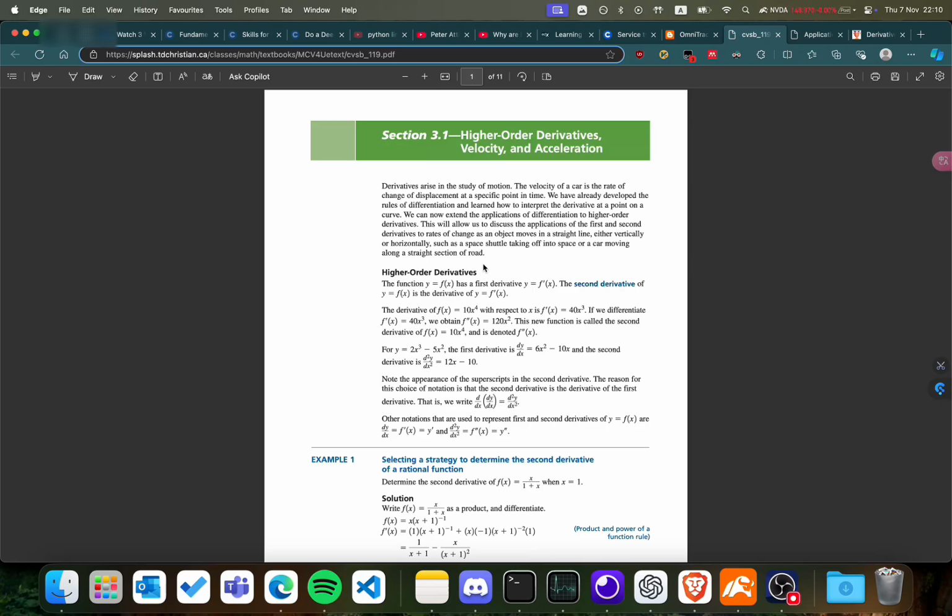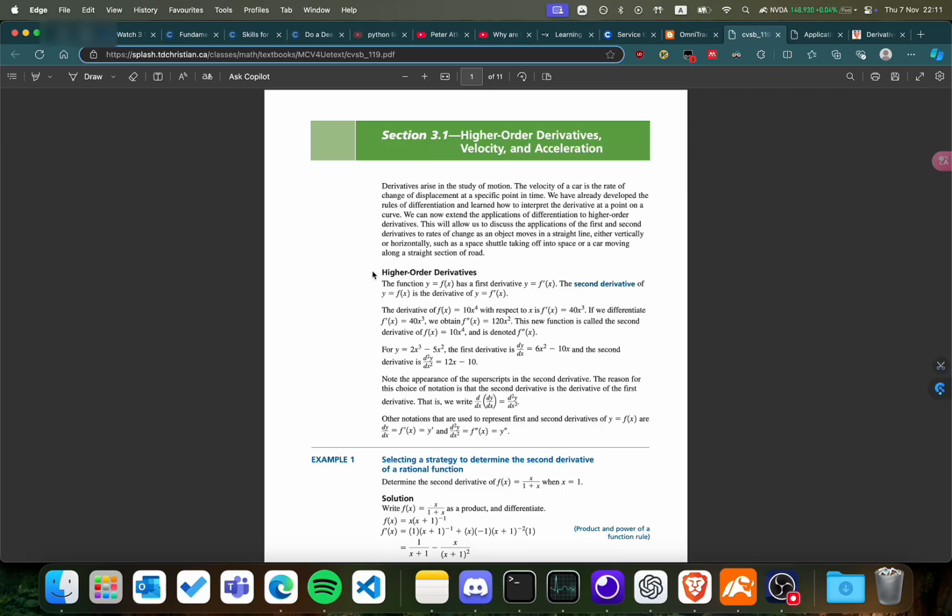I'm sure you already know the velocity of a car is the rate of change of displacement at a specific point in time. If you know differentiation, you take the derivative of the total distance you have traveled, and that will be your velocity. You take the derivative of velocity, which is a second derivative, and then you get the acceleration.